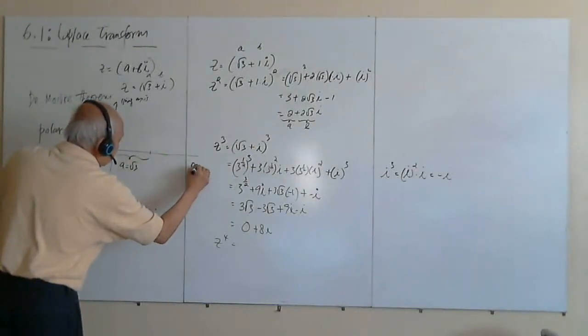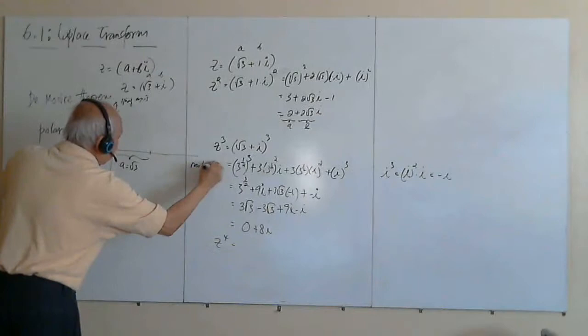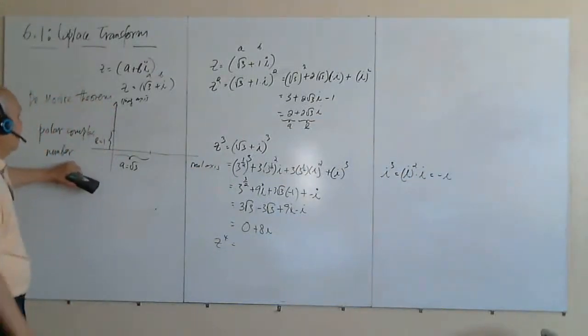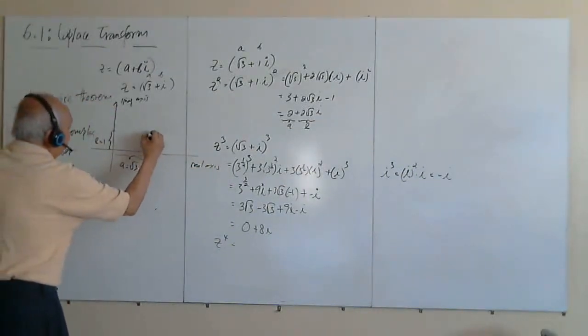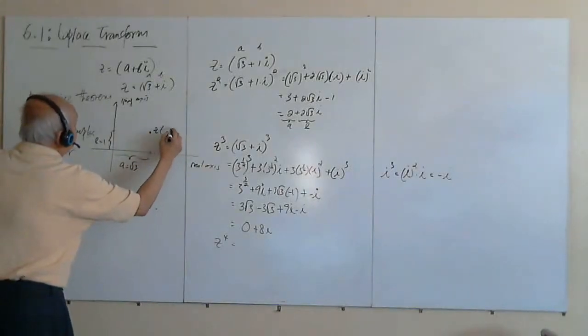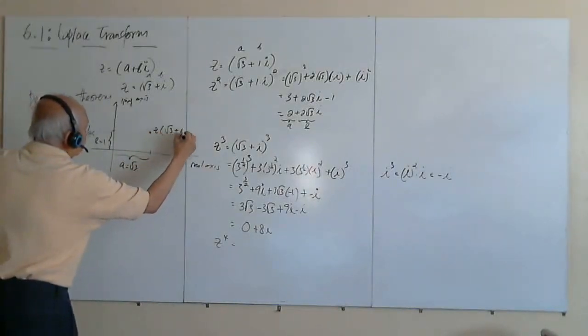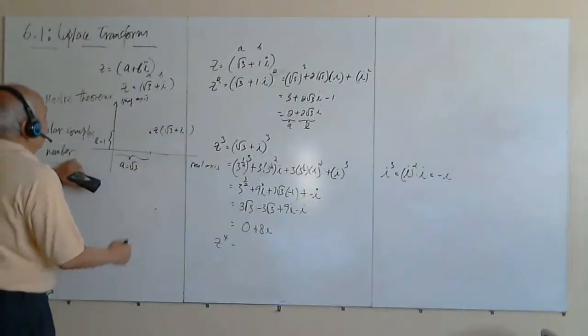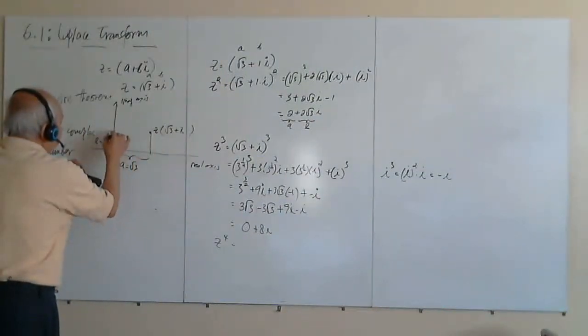Real axis. Okay. And then here, this one is the point. This one is the z here. Okay, so it's got square root of 3 plus i here. Now go ahead and draw a rectangle here.